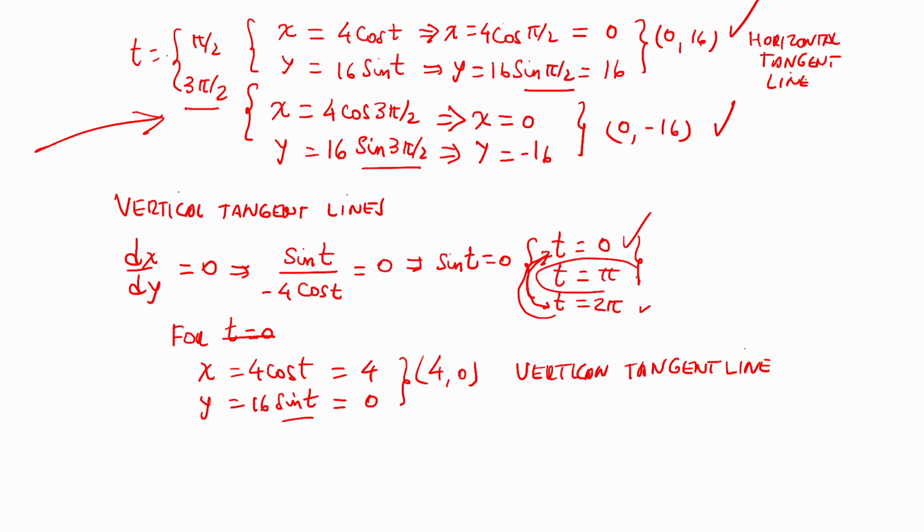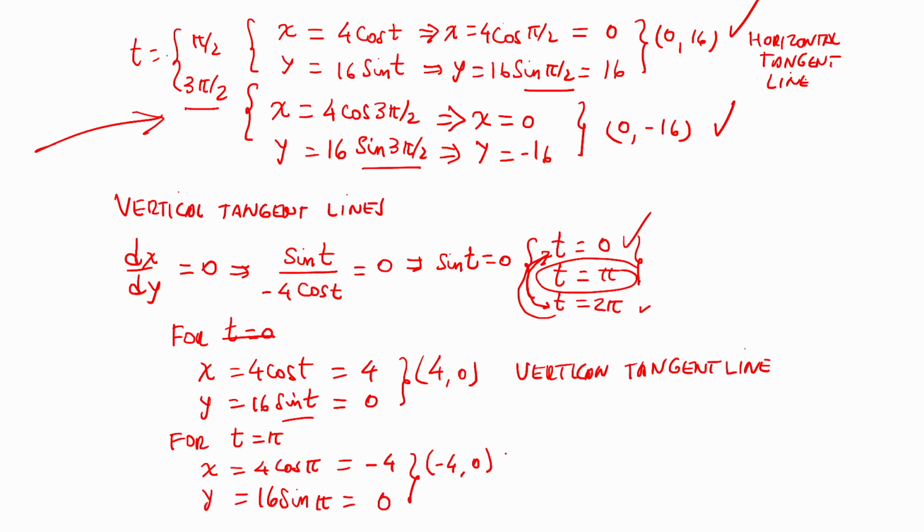Next, for t equals pi, x will be 4 cosine of pi, and y will be 16 sine of pi. Cosine of pi is negative 1, times 4 will be negative 4. And sine of pi is 0, times 16, still is 0. Now the ordered pair will be negative 4, 0. So that is another point at which we will have a vertical tangent line. So we write here vertical tangent line at that point.